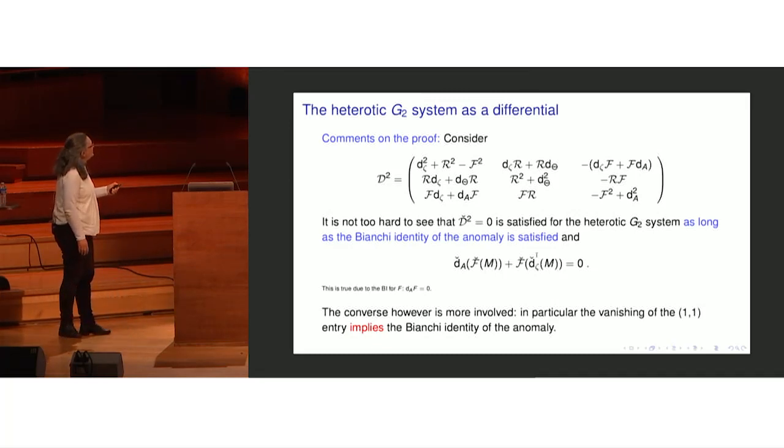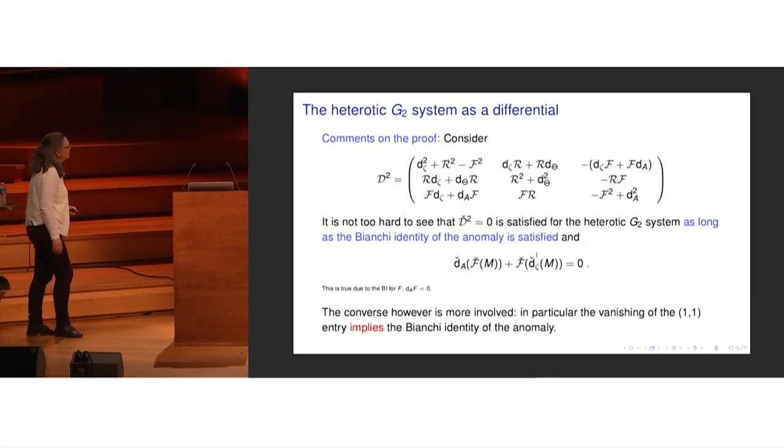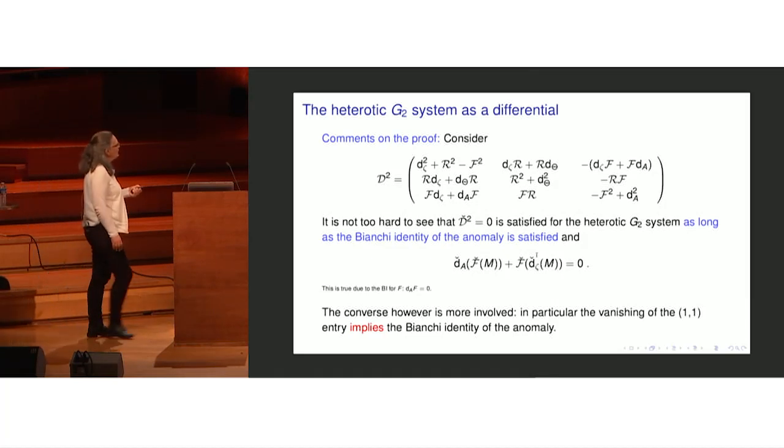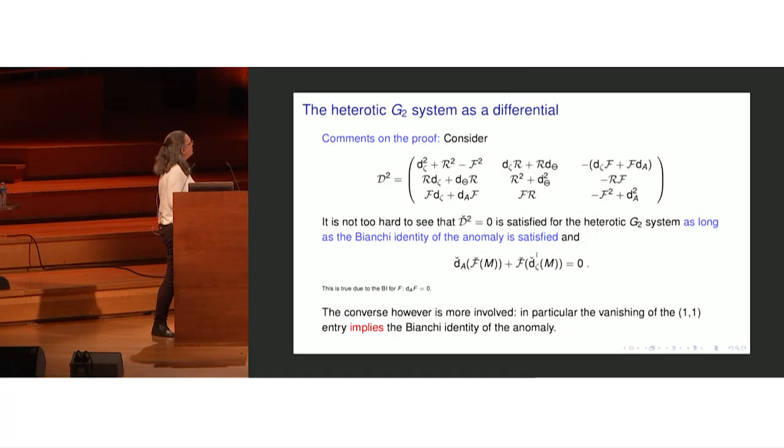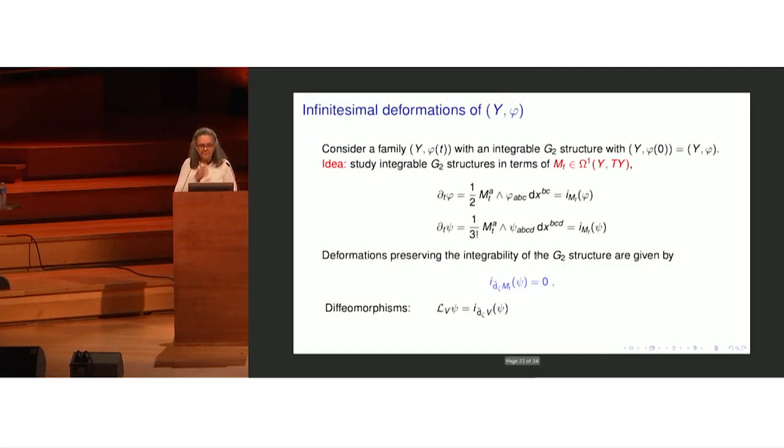So the harder one is this one, right? But this doesn't square to 0. In fact, for this one you need these other terms for it to square to 0, and you need the anomaly for that to happen. The converse is actually harder, right? In fact, the vanishing of the 1-1 entry implies the Bianchi identity of the anomaly. So that's the story for the heterotic system.